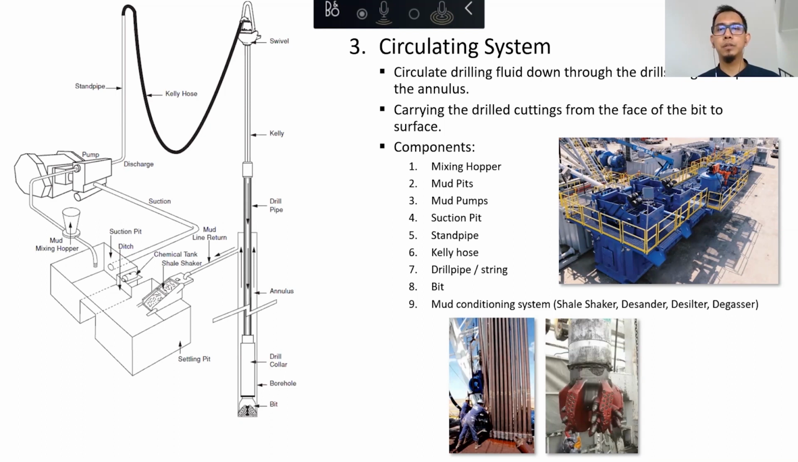So the components are mixing hoppers, mud pits, mud pumps, suction pit, standpipe, galley hose, drill pipe, or drill string, bit, and when it returns back to the annulus and back to the surface, it goes to the mud conditioning system, which consists of shale shaker, desander, desilter, degasser, whichever is applicable that can be used.